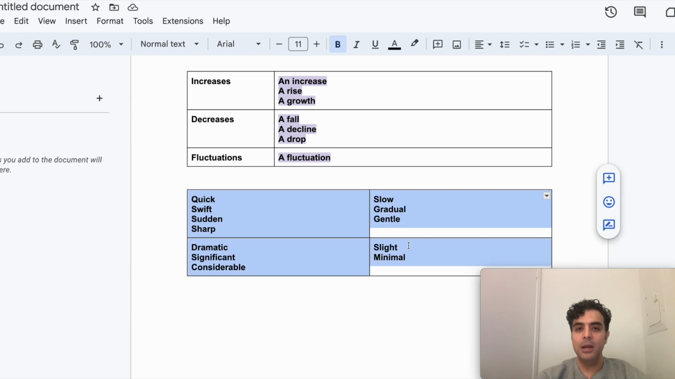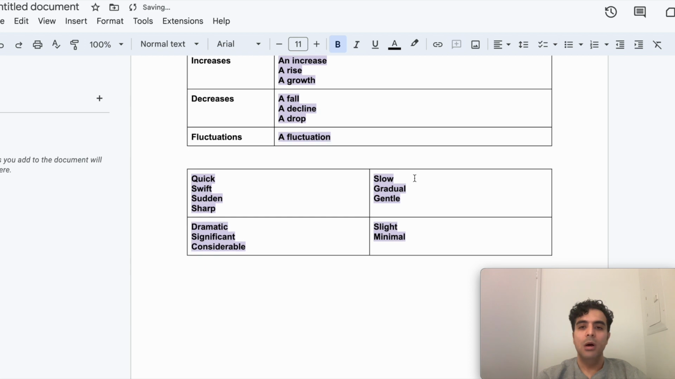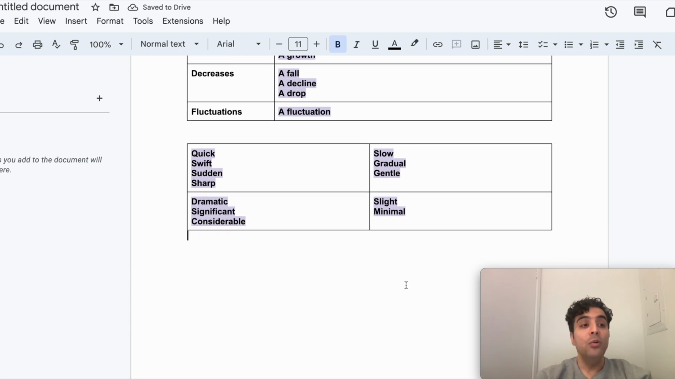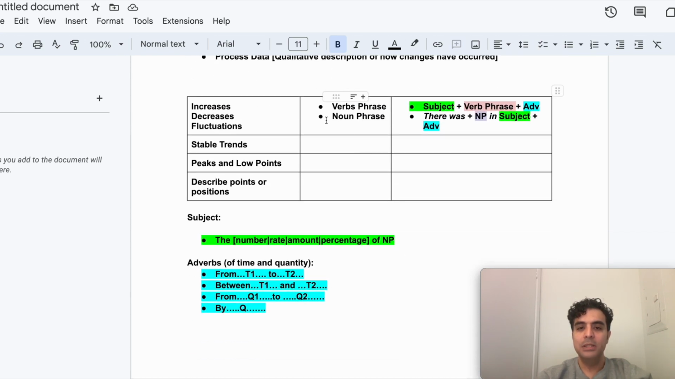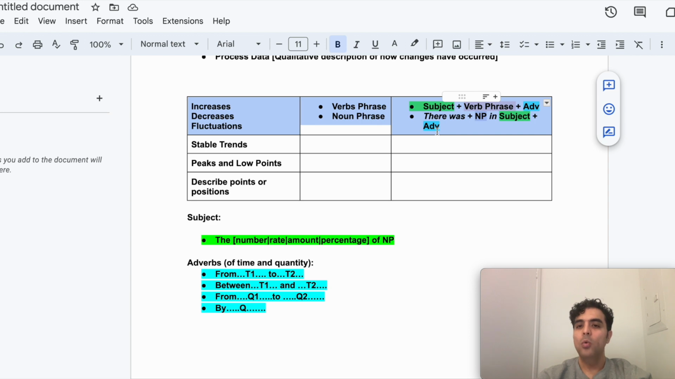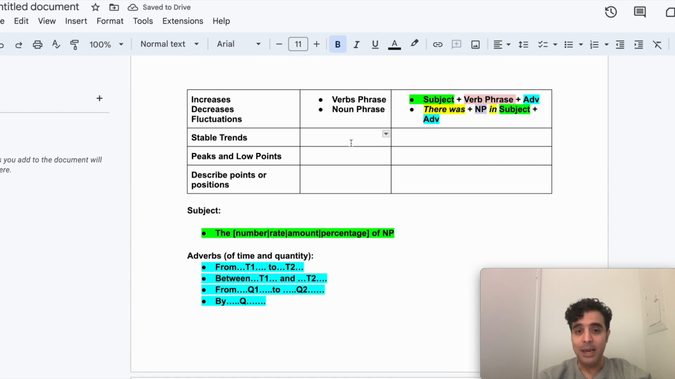But I'm still going to highlight all of this in the same color because this is still part of the noun phrase construction that we are forming. Okay, so far we have looked at increases, decreases, and fluctuations using verb phrases and noun phrases, right? And we saw what the two structures are. We've reviewed some examples, and we've also looked at some ways in which you can create that much needed variety.